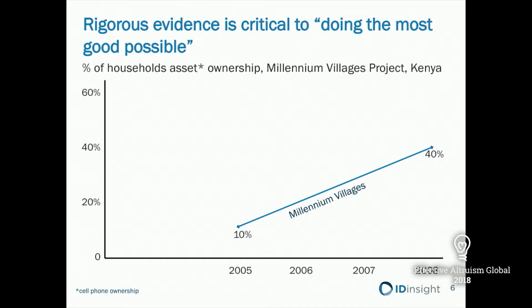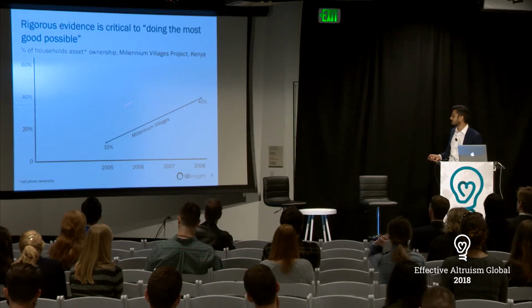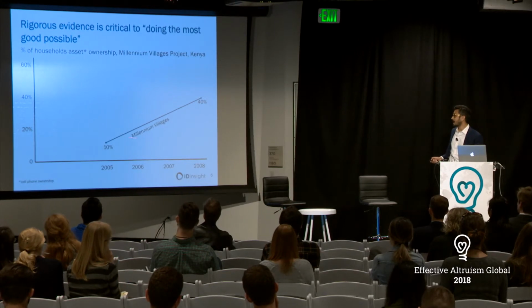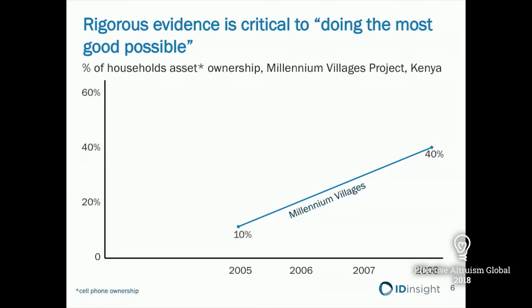There was a Millennium Villages project led by Professor Jeffrey Sachs from Columbia University, which basically tried to lift individuals in sub-Saharan Africa out of a poverty trap by providing a whole host of goods and services from education, agriculture, and health. And they went around showing a graph like this that, look, over a 4-year period, we're able to increase household asset ownership 4-fold. And based on this, we should invest a lot more money in this program. And so based on evidence such as this, millions of dollars were raised.